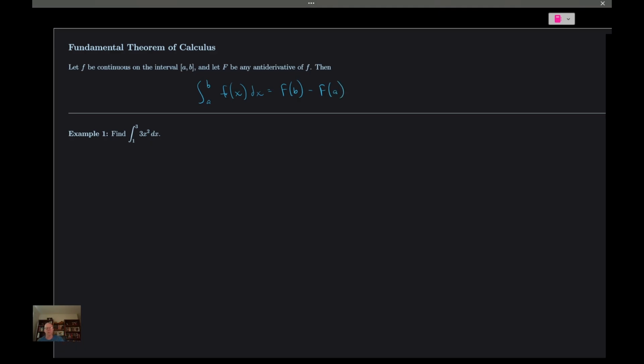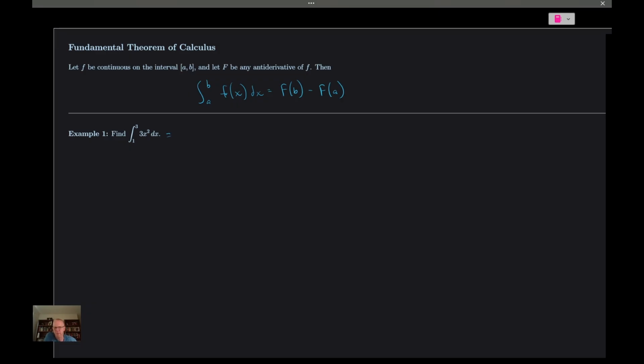So to evaluate this expression here, we find the antiderivative, and then we plug in the upper limit b, and then we plug in the lower limit a, and then we subtract: capital F of b minus capital F of a. So let's see how this works.